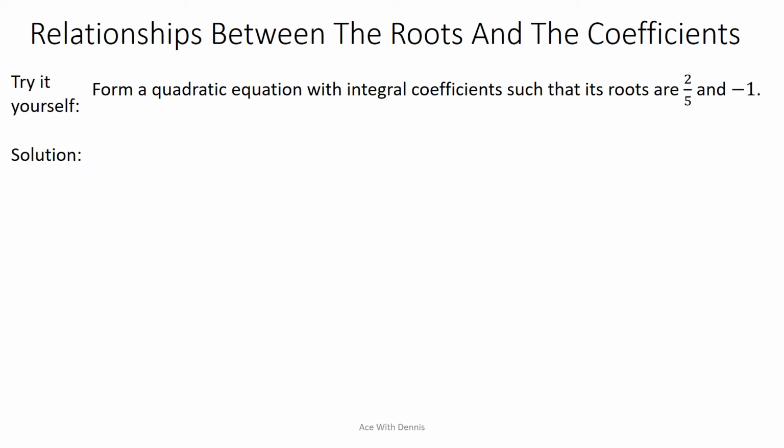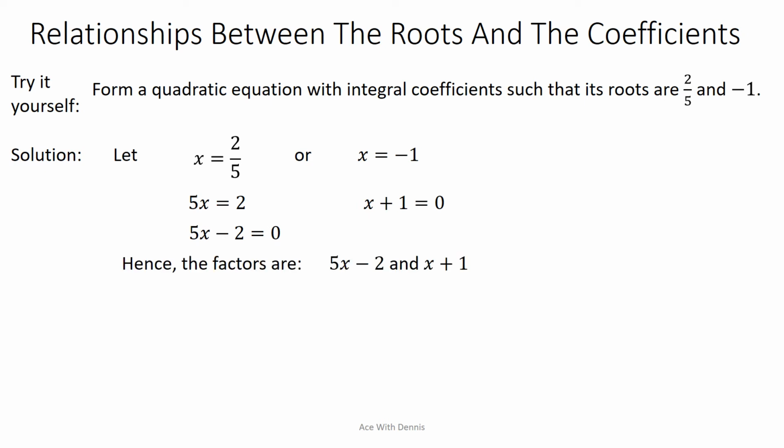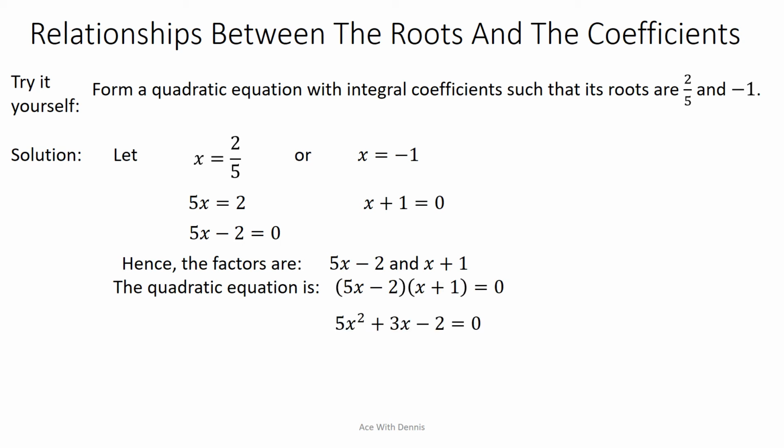So the solution for this example is, let x equals 2/5 or x equals negative 1. Hence, 5x equals 2, x plus 1 equals 0, 5x minus 2 equals 0, and the factors are 5x minus 2 and x plus 1. The quadratic equation is (5x minus 2)(x plus 1) equal to 0. Expanding the equation, it becomes 5x squared plus 3x minus 2 equal to 0.